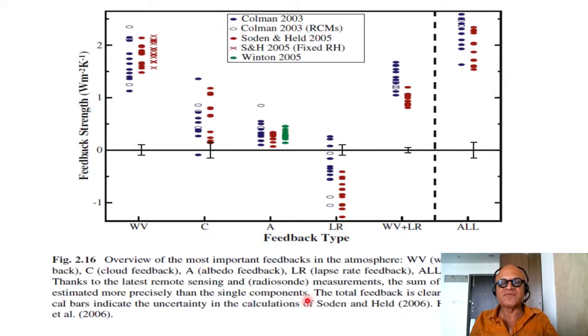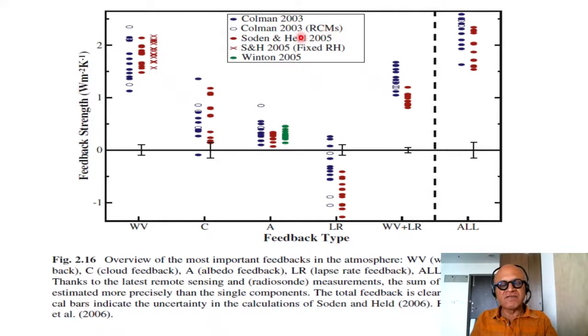So the net feedback of the climate system right now is positive. Vertical bars indicate the uncertainty in the circulations of Soden and Held. This figure is again from Sandrine Bony's work. So feedback strength in watts per meter squared per Kelvin from different estimates. These are radiative convective models, which is the kind of energy balance we looked at.